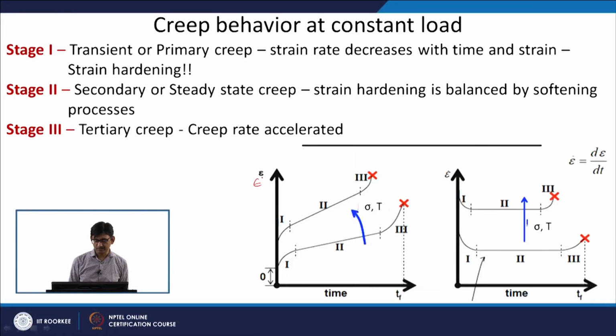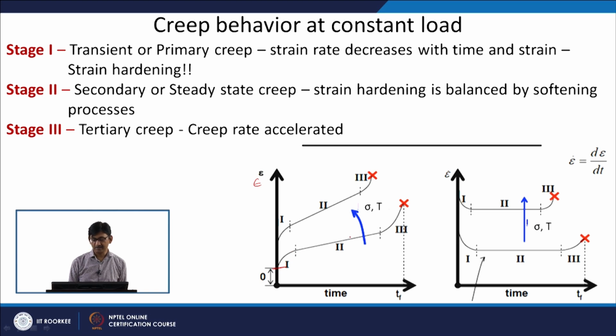Now, creep can be divided into 3 stages. If you see a strain here, the strain is shown on the y axis and time is shown on the x axis. As soon as some load is applied, you will have some deformation in the material at 0 time, and then you will see that the slope between strain and time is coming down as a function of time.